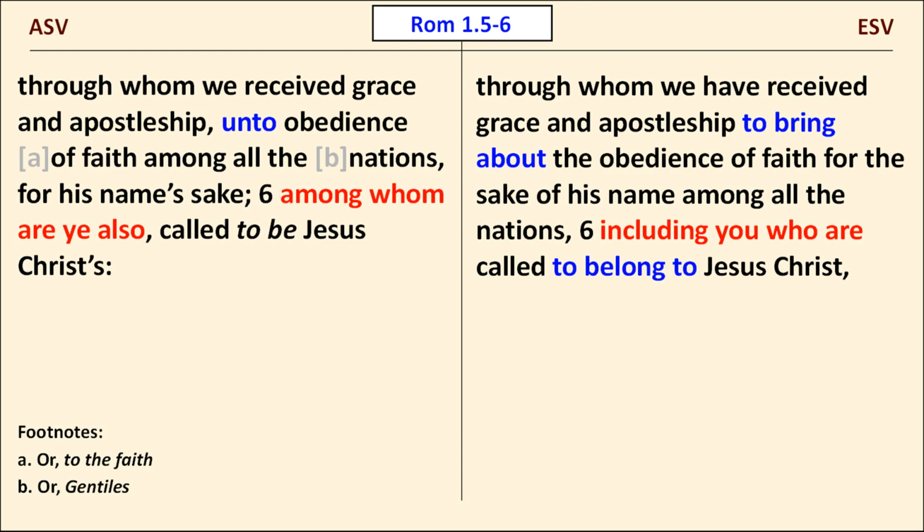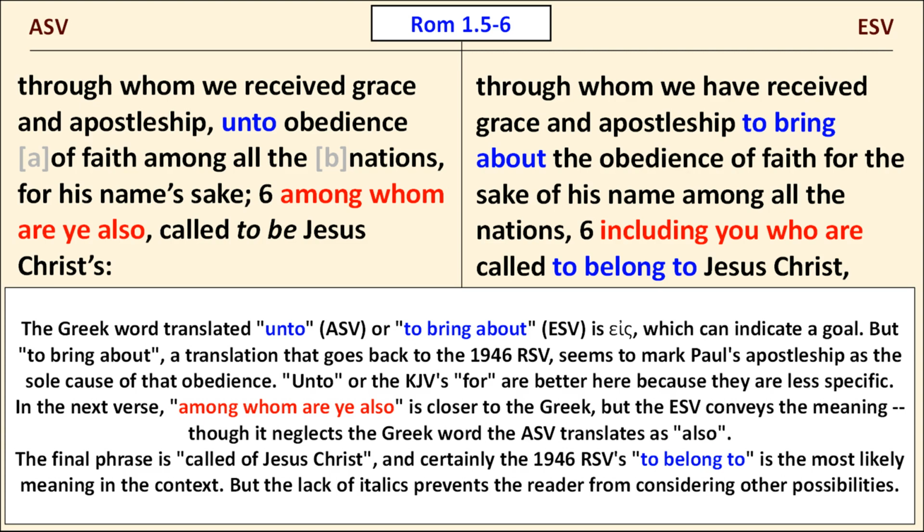Our first example comes from Romans chapter 1, verses 5 and 6. This passage is from the introductory section of the book of Romans. We'll turn first to the first difference, marked in blue. The Greek word translated unto, or to bring about, is eis, which can indicate a goal. But the ESV's, quote, to bring about, unquote, a translation that goes back to the 1946 Revised Standard Version, seems to mark Paul's apostleship as the sole cause of that obedience.